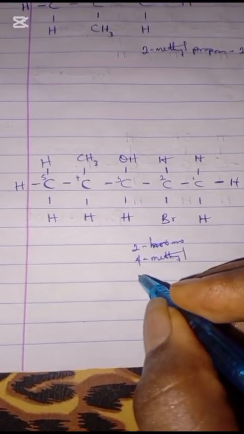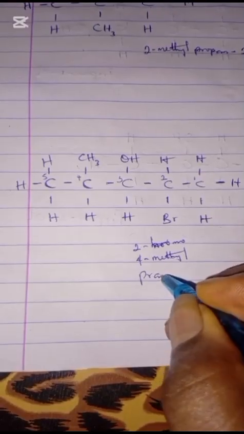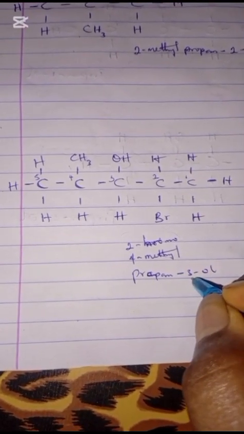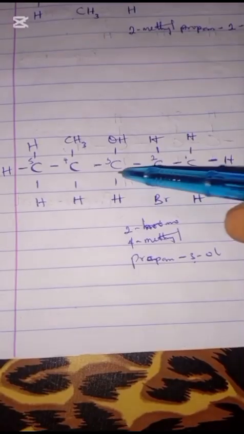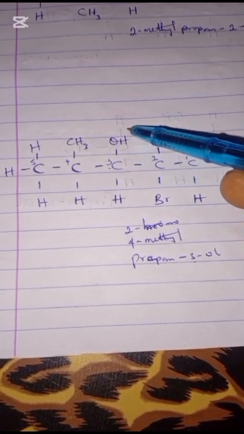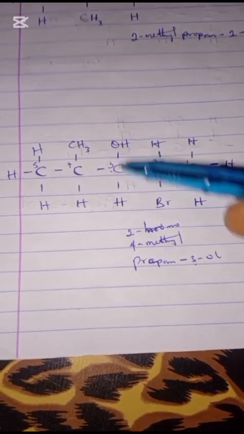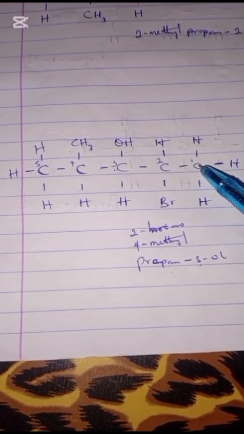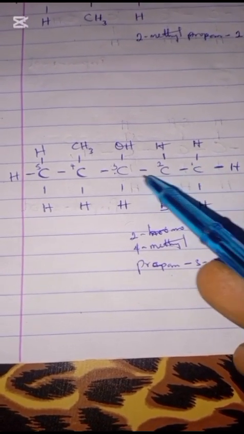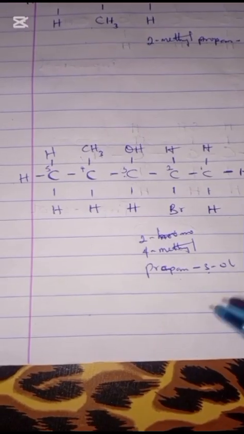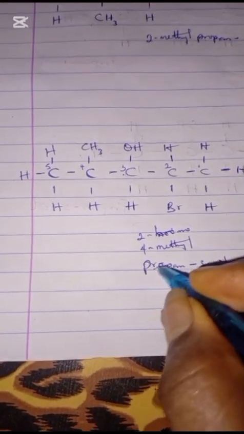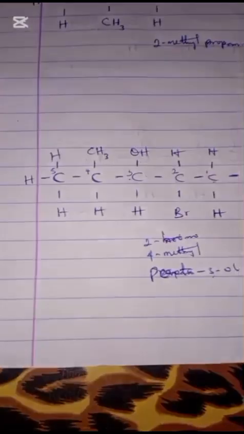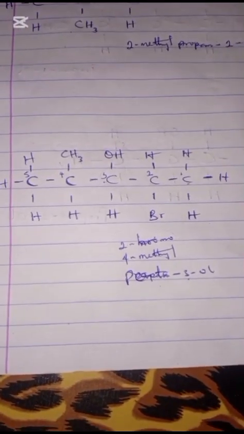On that note, let me write the parent name. The parent name is propan-3-ol. This 3 represents the position of the hydroxy group, that is on carbon 3, and the propan here represents the longest continuous carbon chain, which is, sorry, not propan, I mean pent. That's penta. That's 5. 1, 2, 3, 4, 5. That's penta-3-ol.